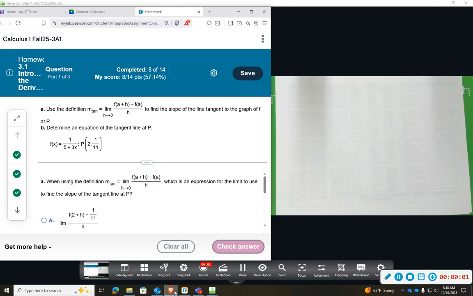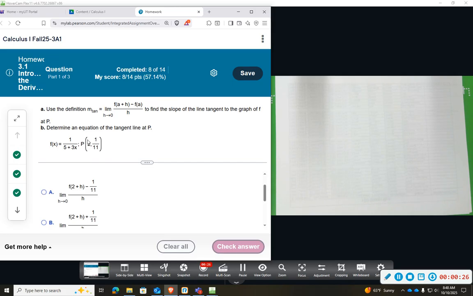All right, number 9, similar to 8, we're going to use the definition m tan and then find the slope of the tangent line, and then we're going to come up with the equation of the tangent line. So this one gives us a part A, and it says whenever we use this definition, which one of these expressions would be used to find the slope.